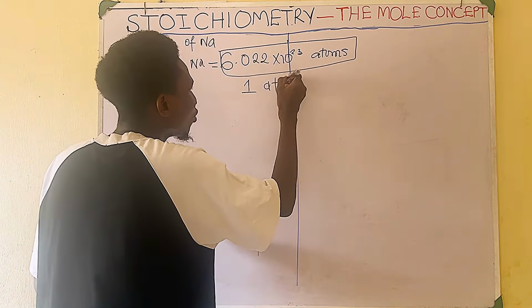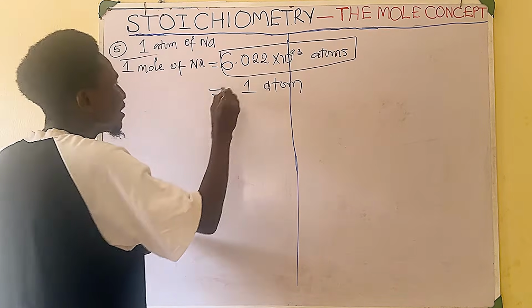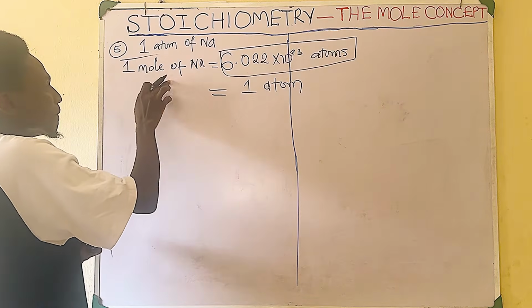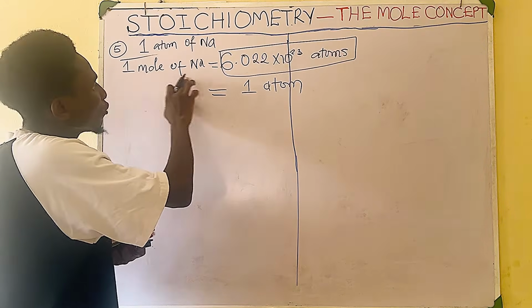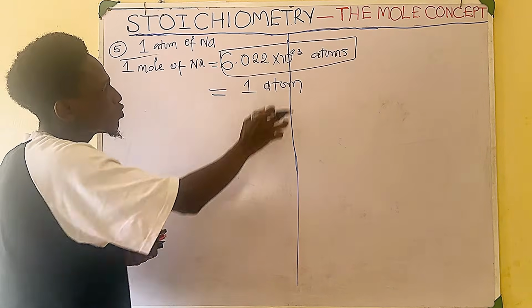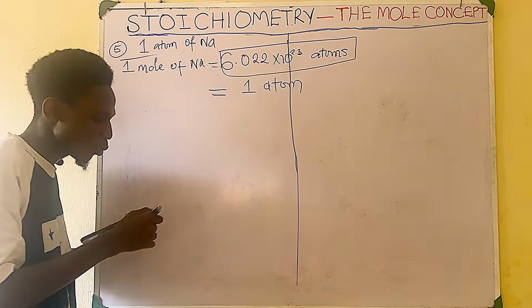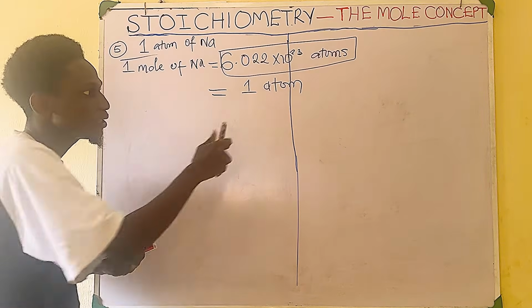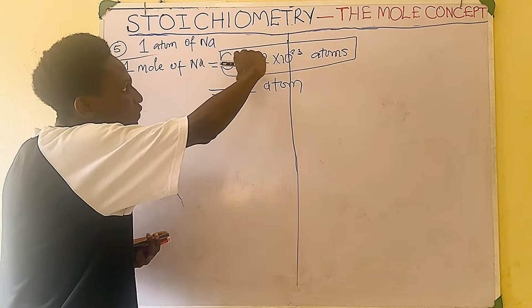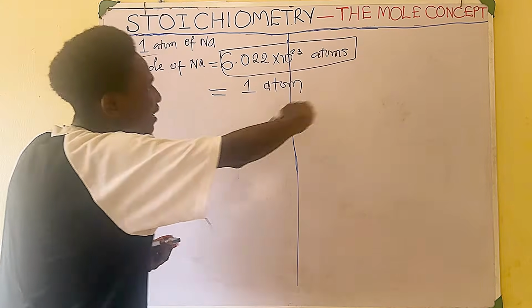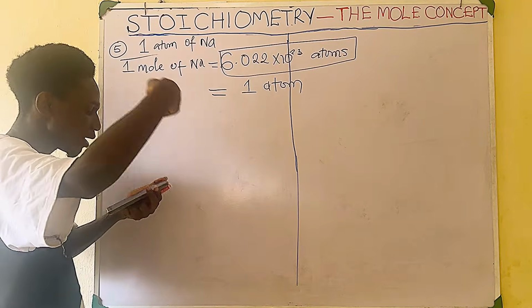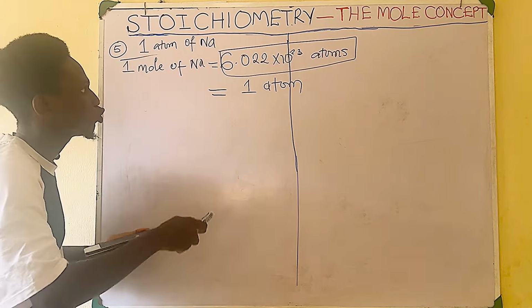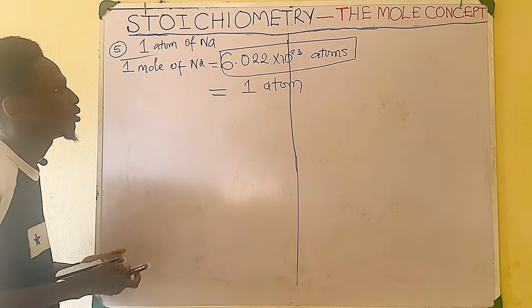Remember that 1 mole of sodium atoms contains 6.02 times 10 to the power 23 atoms. Now they are saying you should look for one atom, but 1 mole of sodium does not contain one atom. It contains 6.02 times 10 to the power 23 atoms. They now say you should look for the mass of one atom. So now we're looking for the mass of one atom.